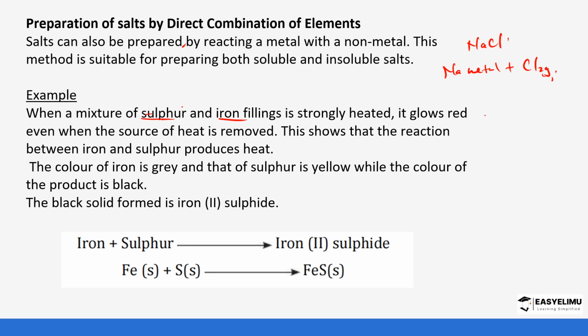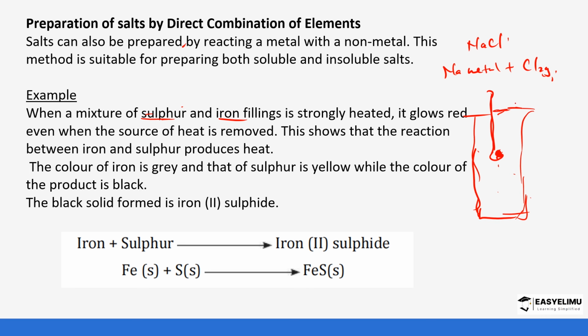So in this case, we are going to lower a deflagrating spoon in a gas jar containing chlorine. So what are we going to lower in this gas jar? First of all, we are going to put a small piece of sodium metal, and then we heat it and we lower it quickly in this jar. And then we let the reaction occur.